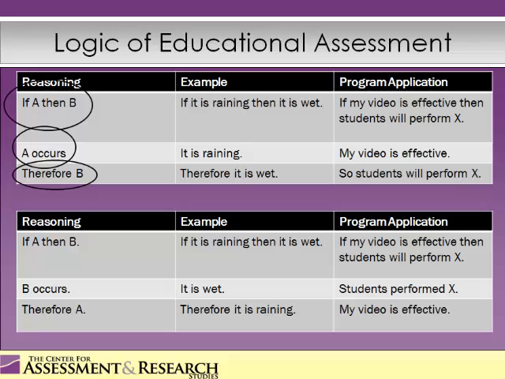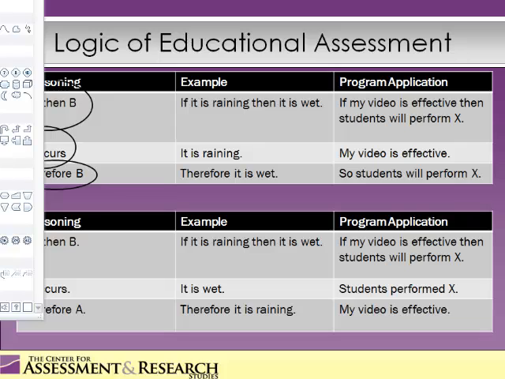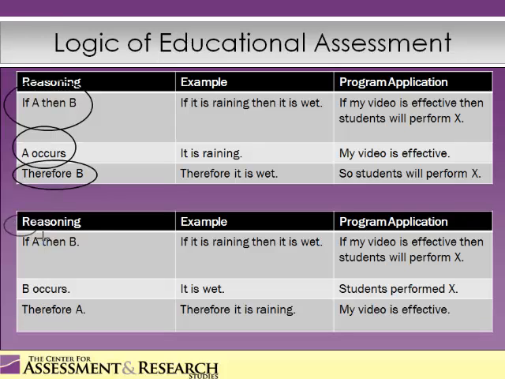So what would happen if we change the situation? Let's look at the second line of reasoning here. What if I were to say, if A, then B, but now we say, well, B occurs, and then I conclude, therefore, A. Let's apply this to our example. If it is raining, then it is wet. I look and I see, well, it is indeed wet, so I must conclude that it is raining.